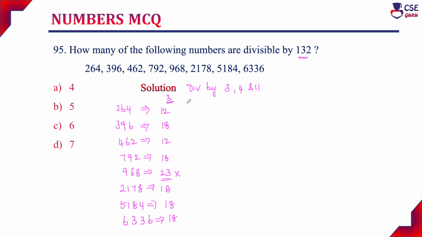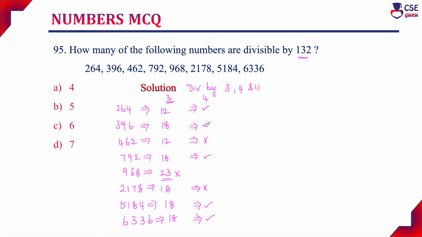Next, divisibility by 4. The number 264 is divisible by 4. And 396 is divisible by 4. And 462 is not divisible by 4. And 792 is divisible by 4. Then 2178 is not divisible by 4. And next, 5184 is divisible by 4. And next, 6336 is divisible by 4.